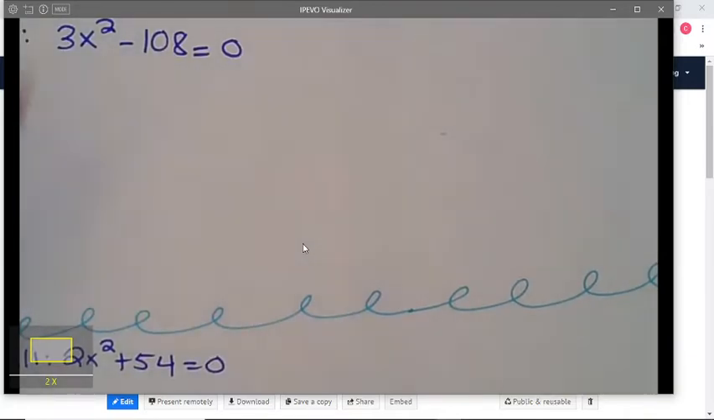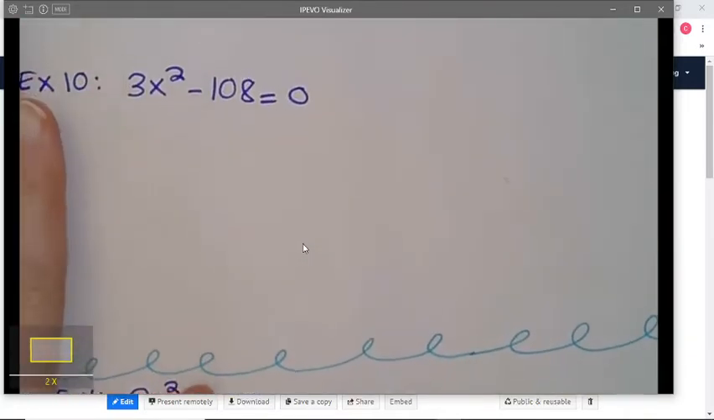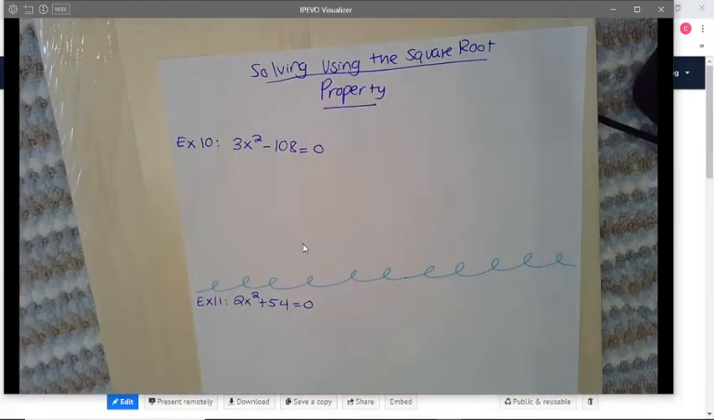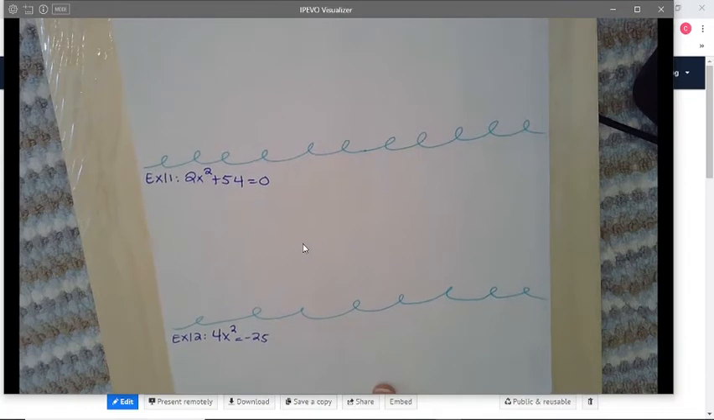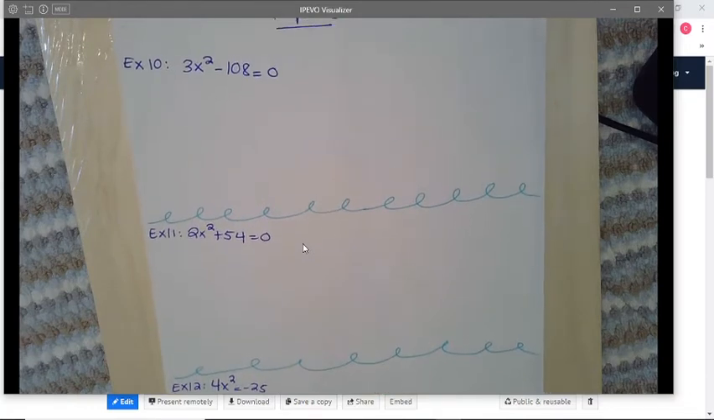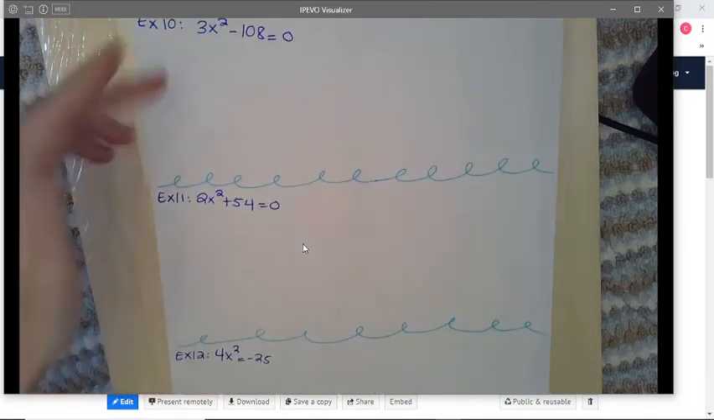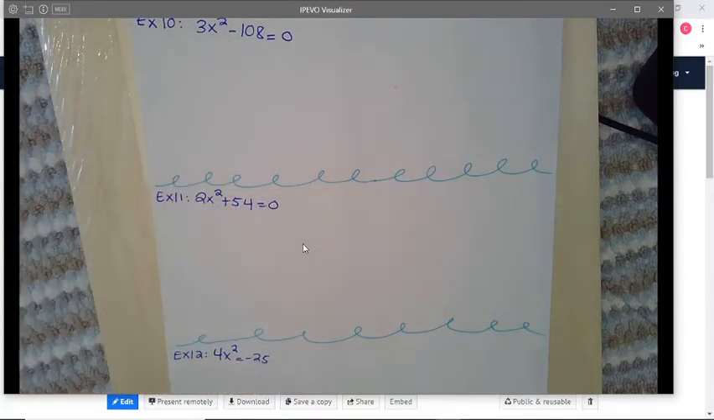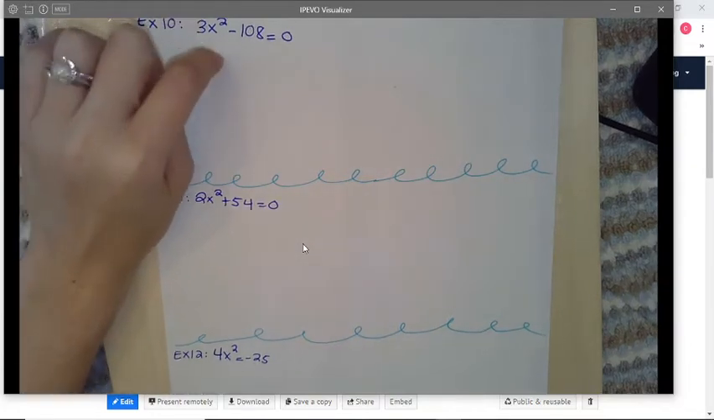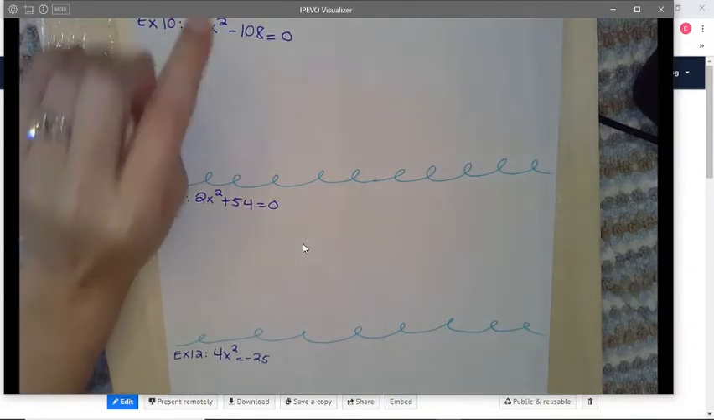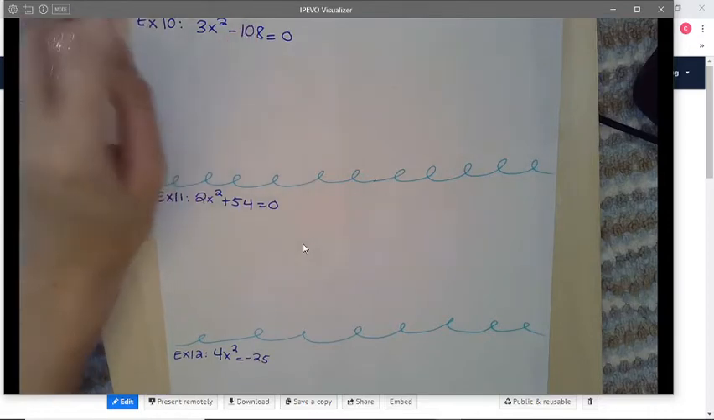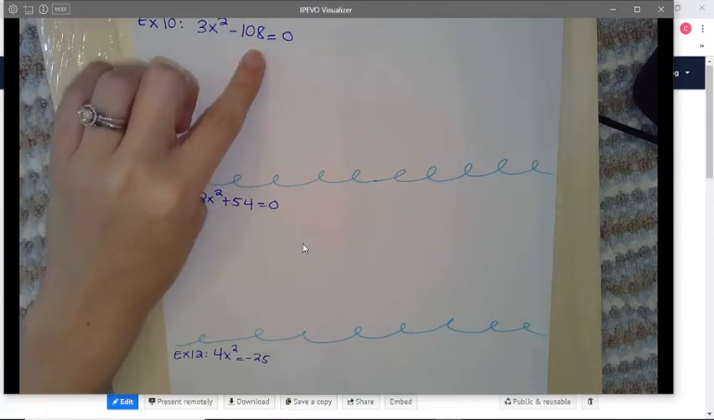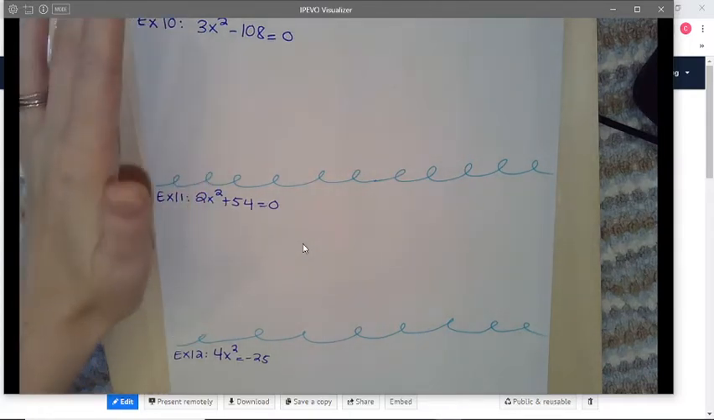Okay, so in example 10, we're going to be solving using the square root property. Actually, you guys, how do you know when to use the square root property? If you see here, all three of my examples contain an x squared term, and the term without the x, or the constant term. The term with the x squared is called the quadratic term. The term without the x is called the constant term. So if you are only given the quadratic term and the constant term, that is telling you that you're going to be using the square root property.